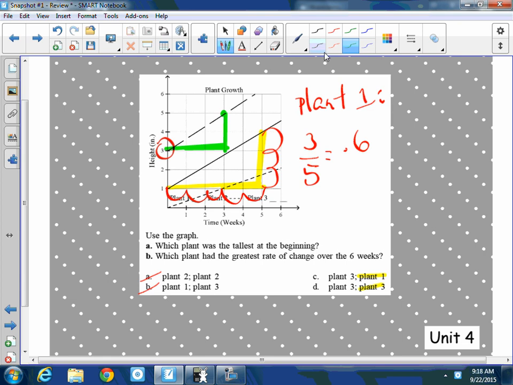For plant 3, the rise would be 2, and the run is 1, 2, 3. And then 2/3 would be 0.67. So which one has the greatest rate of change? It would be plant 3. So the correct answer would be D.